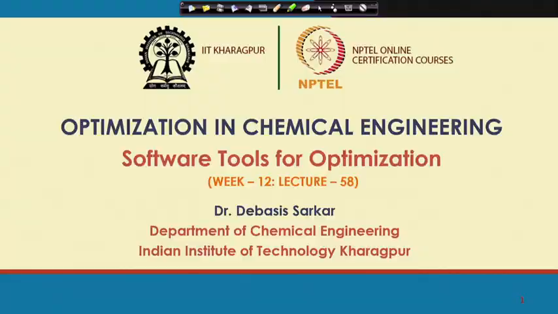Welcome to lecture 58. In this final week of 12, we are talking about software tools for optimization. In our previous two lectures, we have talked about Microsoft Excel Solver as an optimizer. We have seen how to use Excel Solver to solve unconstrained and constrained optimization problems. We have seen both single variable and multivariable optimization problems. In today's lecture, we will learn how to use Microsoft Excel Solver for solution of linear programming problems.